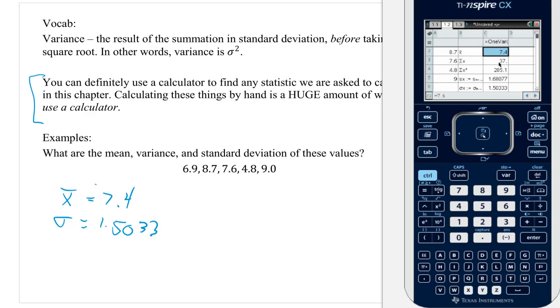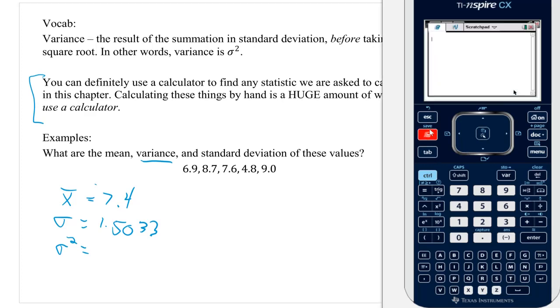So now they want to calculate the variance. We can't do the variance unless we know the standard deviation. We know the standard deviation. So in order to write down the symbol for variance, you just use sigma squared. And all you have to do is take that number and square it. So we go to our calculator and we type in 1.5033 and then square it and press enter.